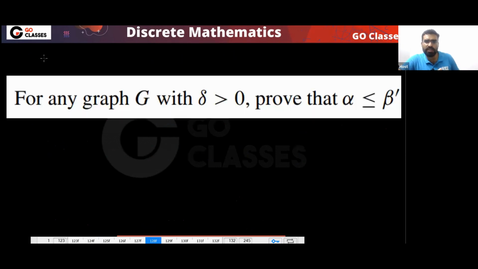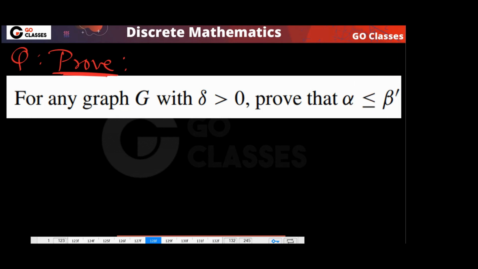Can you prove this? This is actually very easy to prove. Once I prove it, you will see that it is very easy. So please try it. Take a copy and pen and think about it. Alpha means independent set, so the independence number, the largest independent set, is less than or equal to the edge cover number.